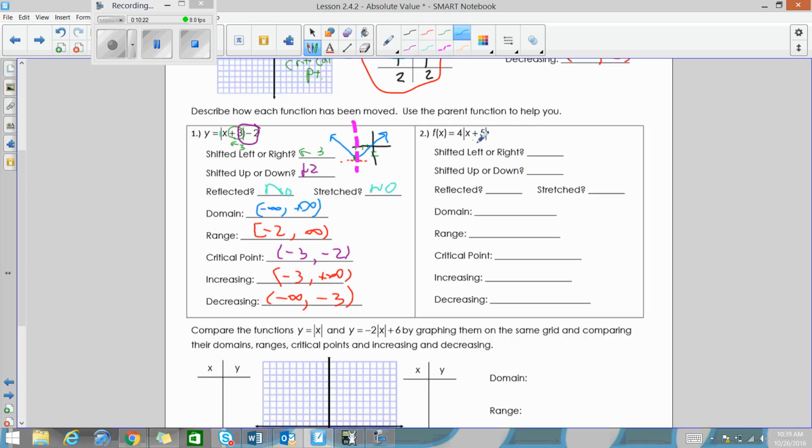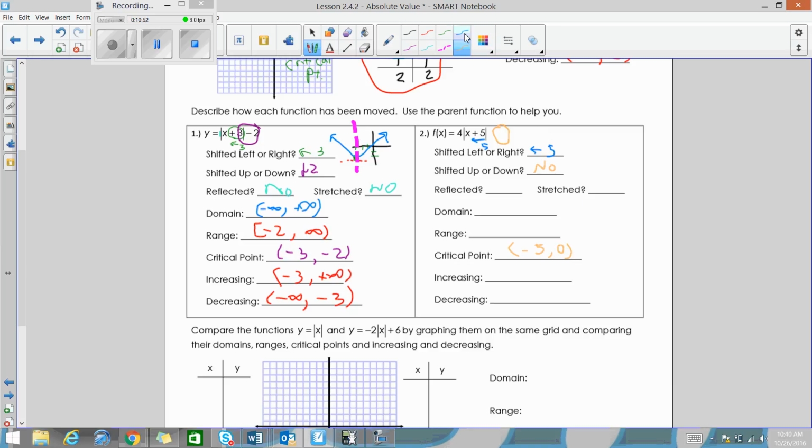Shift left or right. Let's look inside. I see +5, so that doesn't mean right 5, that means left 5. So I'm going left 5, all right? And am I going up or down? If we look, there's no value here. So that means we're going nowhere. Shift it up or down? No. So 0. So I go automatically right down here to my critical point, which is going to be -5, 0. It's not shifted up or down.